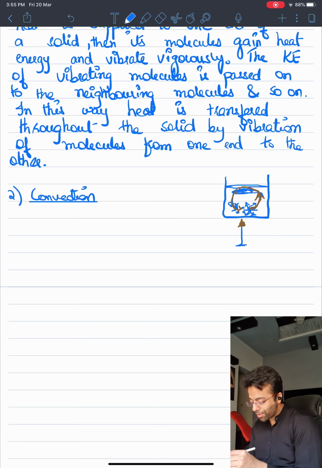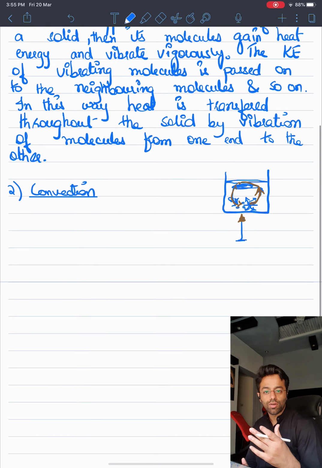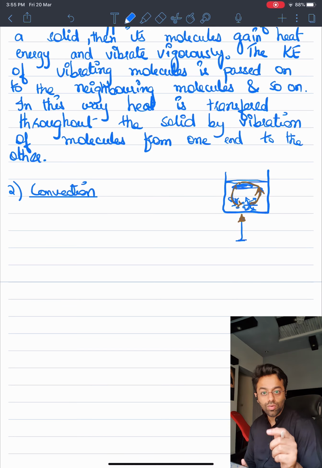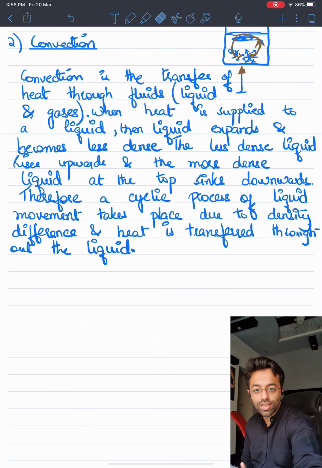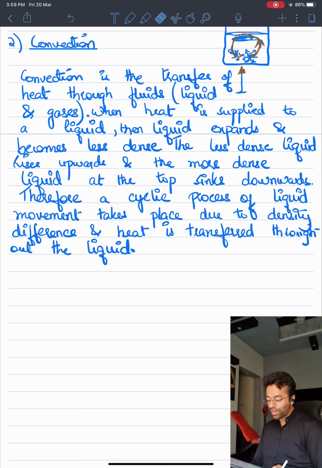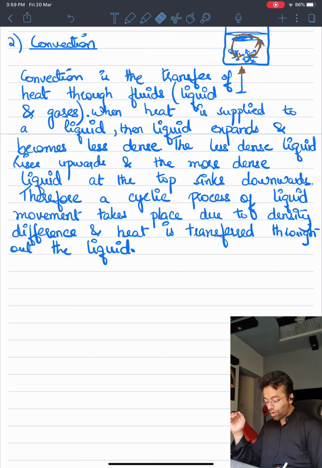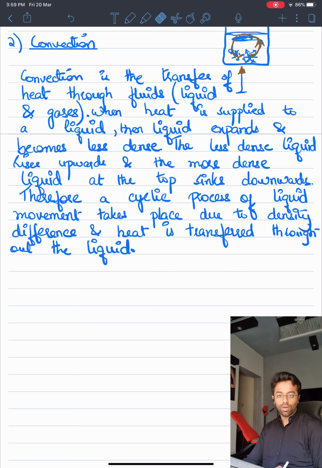So the main phenomenon behind all this I already told you. Now I'll pause and quickly write the definition, so that we don't waste a lot of time here. See you after I have written all the definition. Okay. Expands and becomes less dense. The less dense liquid rises upwards, and the more dense liquid at the top sinks towards the bottom. Therefore, a cyclic process of liquid movement takes place due to density difference, and heat is transferred throughout the liquid.